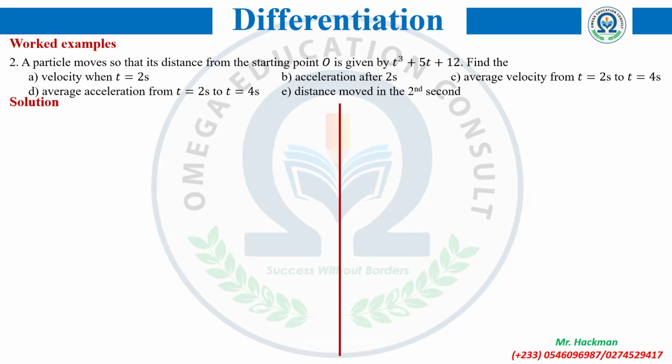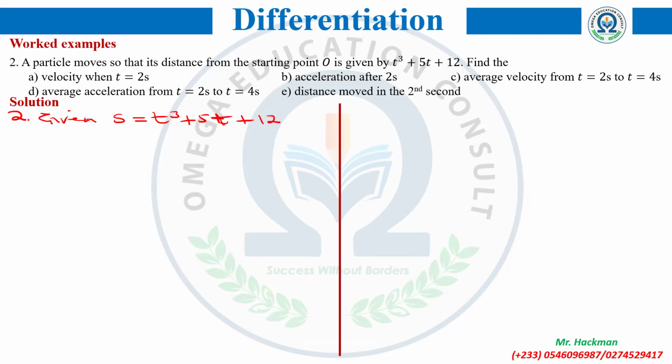So now let's go and look at our second question. Let's read the question. A particle moves so that its distance from the starting point O is given by the displacement function S equal to t cubed plus 5t plus 12.